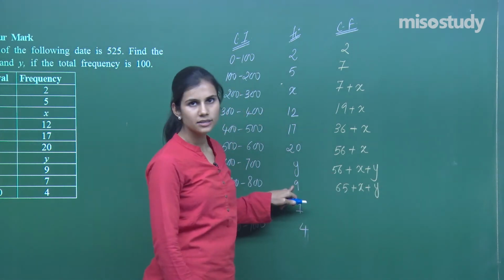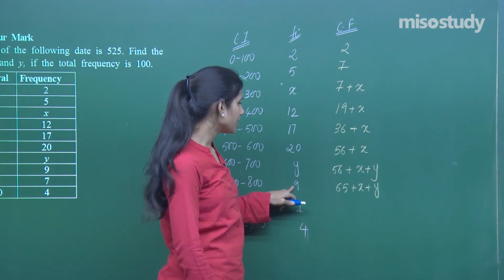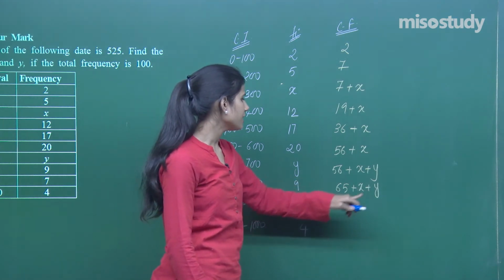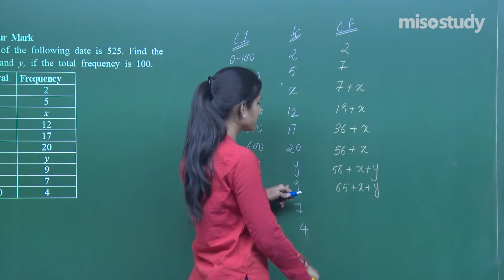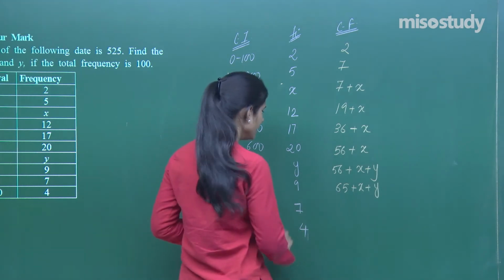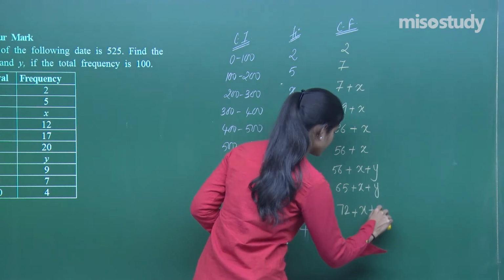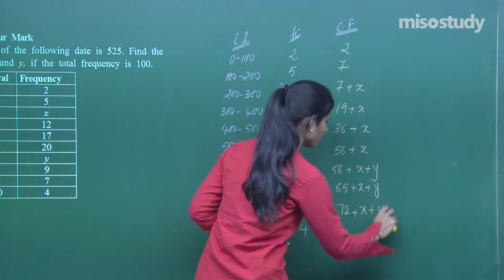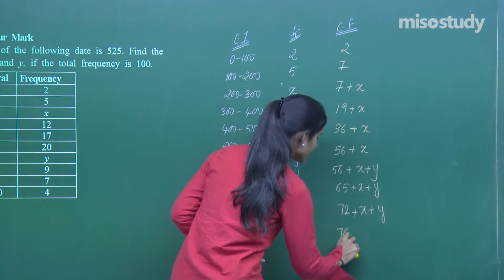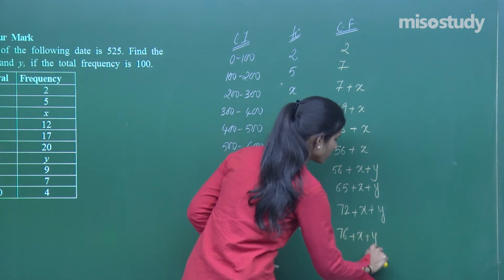56 and 4 is 60. 60 plus 5 is 65. So, 56 plus 9 is 65. 56 plus x plus y plus 9 is 65 plus x plus y, plus 7 is 72 plus x plus y, and this becomes 76 plus x plus y.